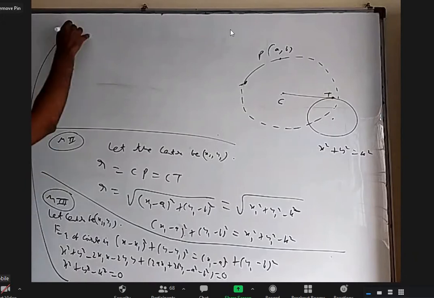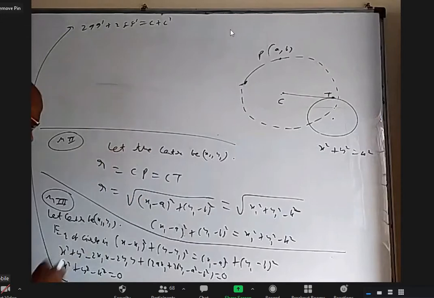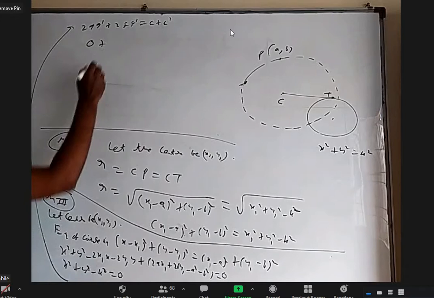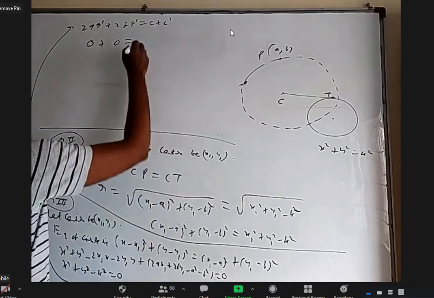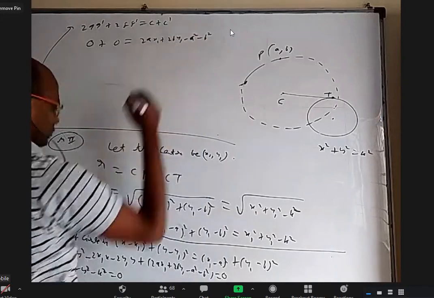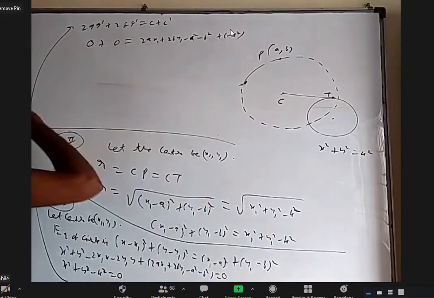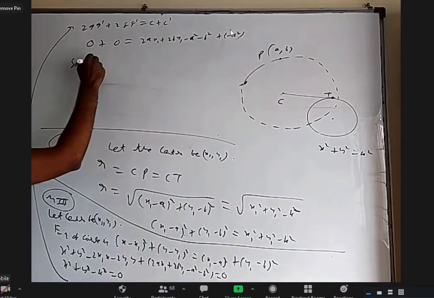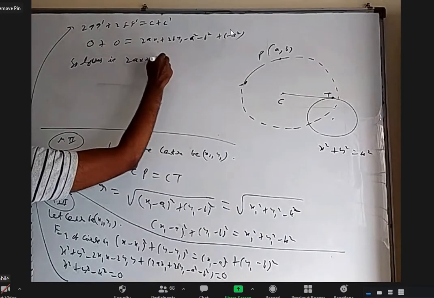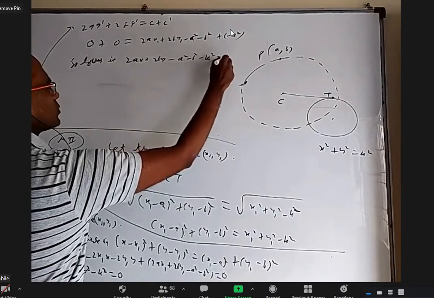Okay, so after this, 2gg' + 2ff' = c + c'. That will be 0 because here there is no x term, it's also 0. c is 2ax1 + 2by1 − a² − b², and the constant is −k². So the locus is 2ax + 2by − a² − b² − k² = 0.